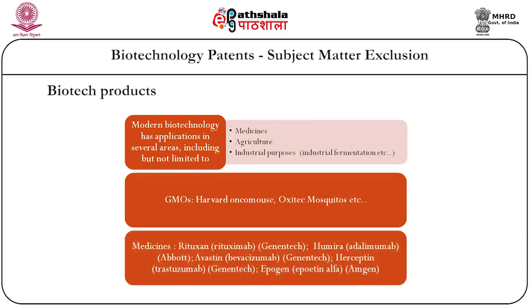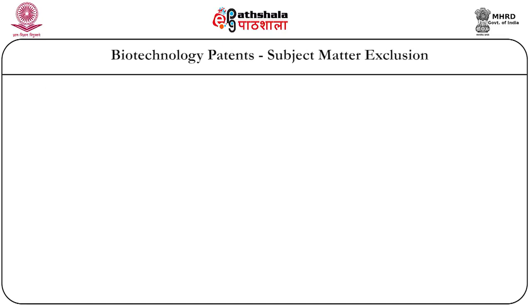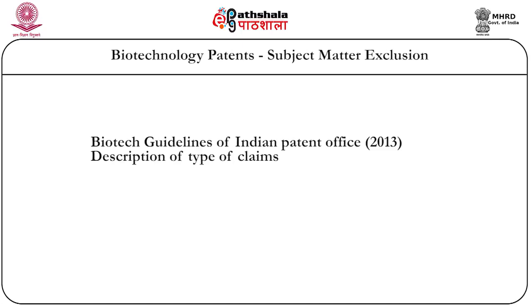In case of medicines, you have classic examples like Rituxan, which is produced by Genentech, Humira, which is produced by Abbott, Avastin, which is produced by Genentech again, Herceptin or trastuzumab as it is popularly called, which is a breast cancer drug produced by Genentech, and Epogen produced by Amgen. And there are a host of other products that have been invented in the last few years which are based on biotechnology. So what are the types of claims that are usually made to the Patent Office?